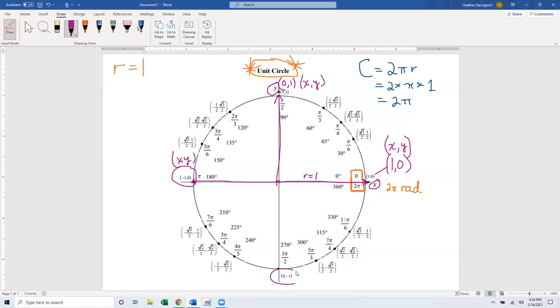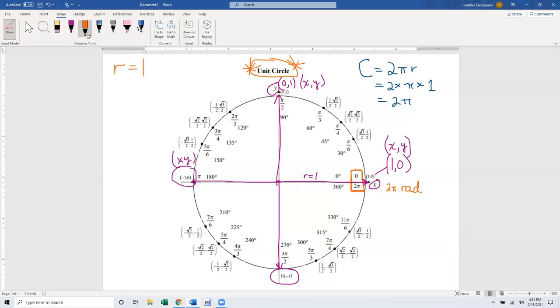And then we see the last one down here on the south pole. x, y is 0 in the x because we've gone in a straight vertical line down, and it's -1 because we've gone in the negative direction for y, a distance of 1. All right, so that's the coordinate system that we have here.